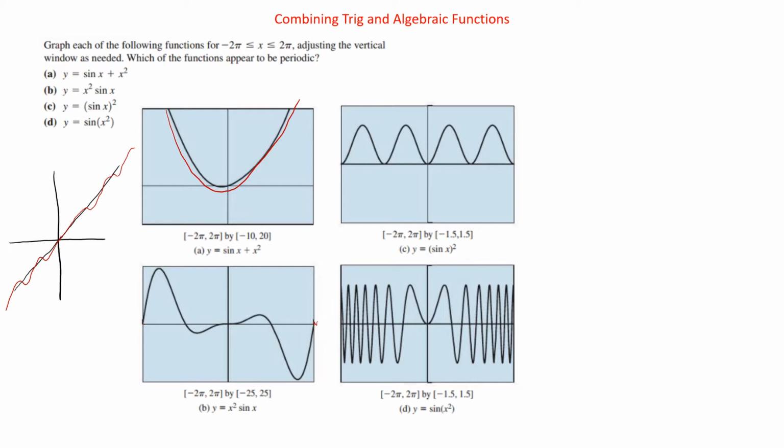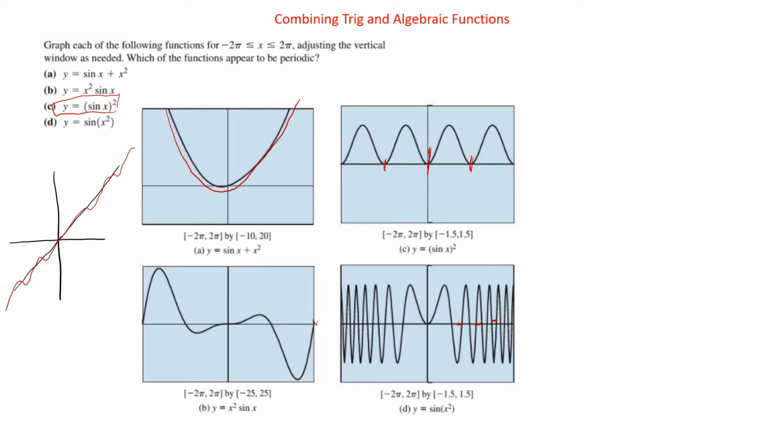which looks periodic because we can see the repetitions. Like there's no repetitions here. Even this last one, the sine of x squared, is not going to be repeating because it's getting closer and closer. The period is shortening. But this third one, C, y equals sine of x squared, is periodic.